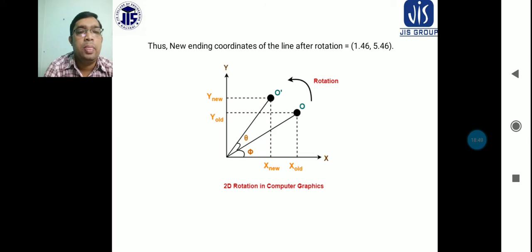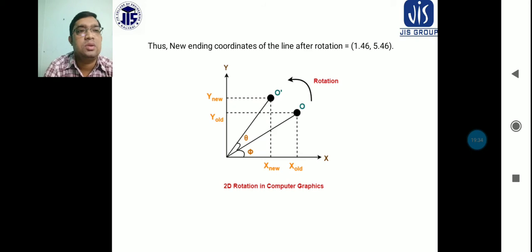Here is the x-axis and the y-axis. Here is x new, and y new is found here, and x old and y old are considered according to the x-axis, as in 2D rotation. This rotates the old point to the new position. O is given as the old position, and the other point is the new position, so the rotation is found here.